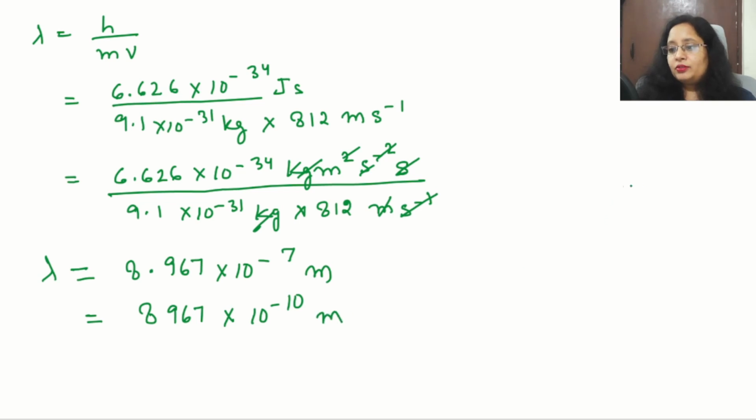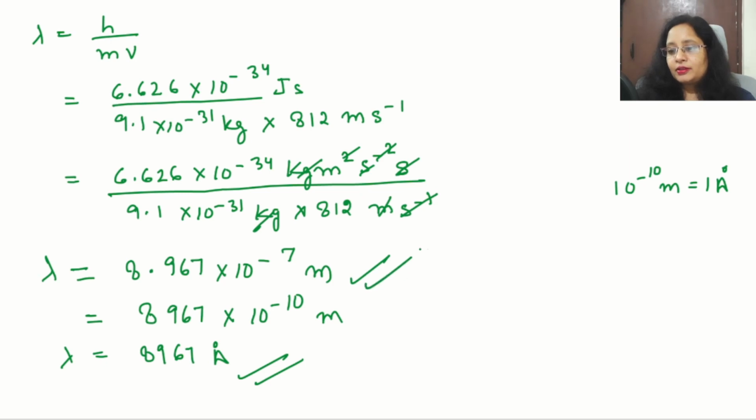And we know that 10 to the power minus 10 meter is equal to 1 angstrom. So we can write lambda is equal to 8967 angstrom. So that will be our answer. This is also the correct answer.